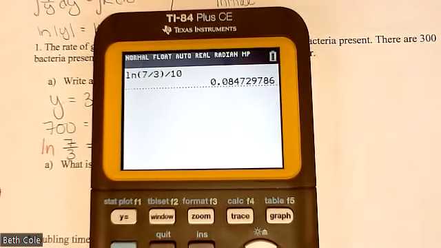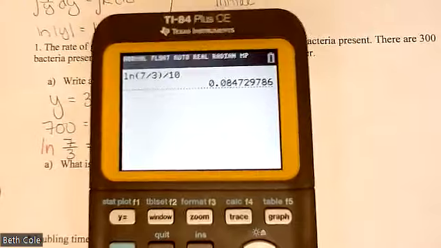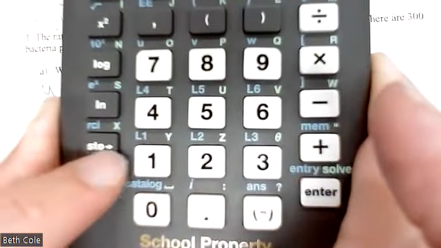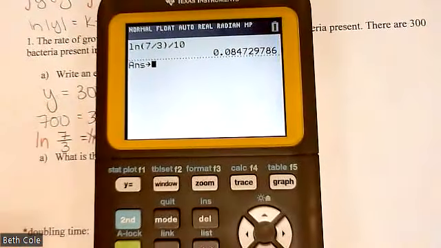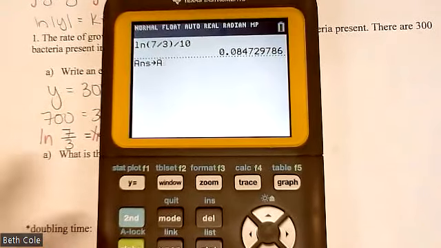All right, what did we end up with? 0.084. Okay, you have to capture it because if you're going to reuse this number in the next part, you have to store it. Let's review how to do that. Store is right here, kind of next to the 1. So hit store. And you can store it as any letter you want, but I always do A because it's the first letter of the alphabet. So store alpha A, enter.